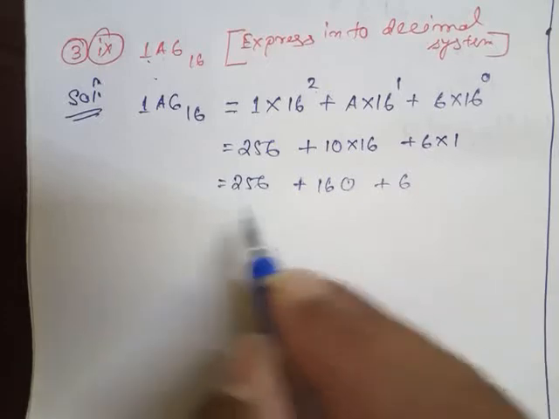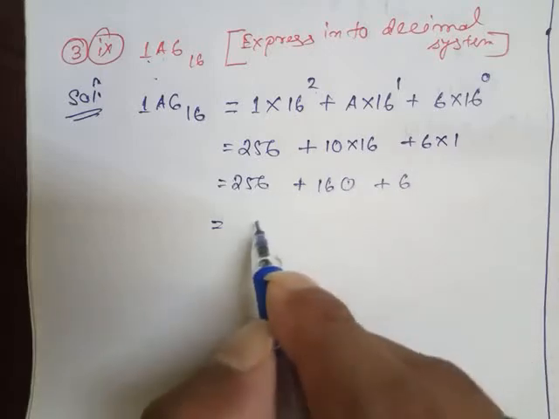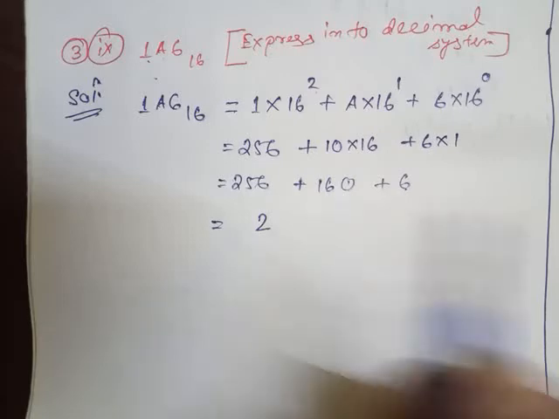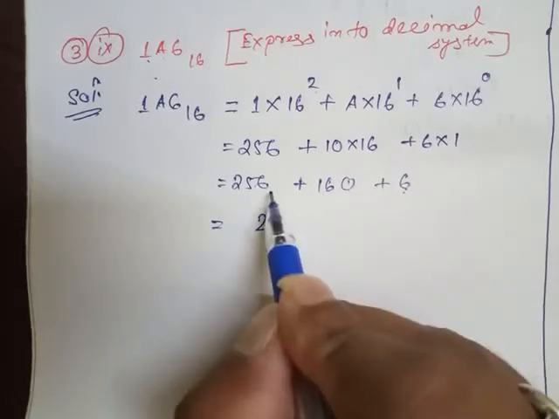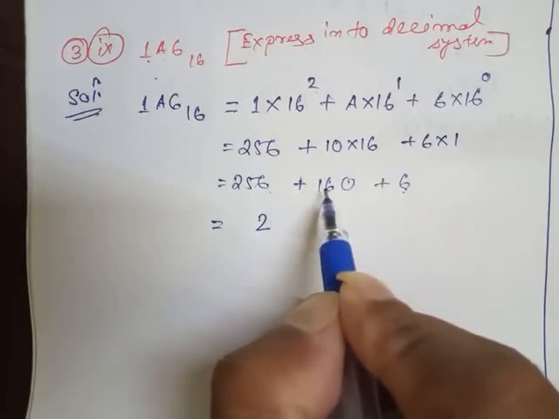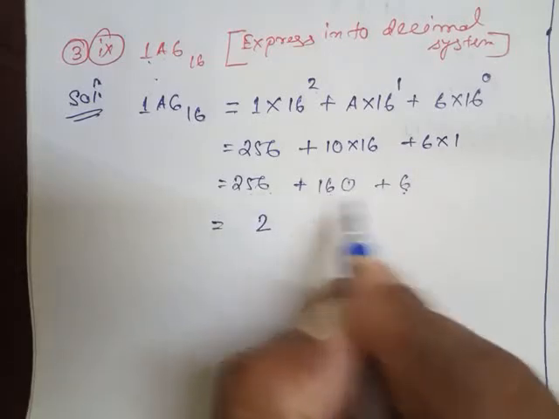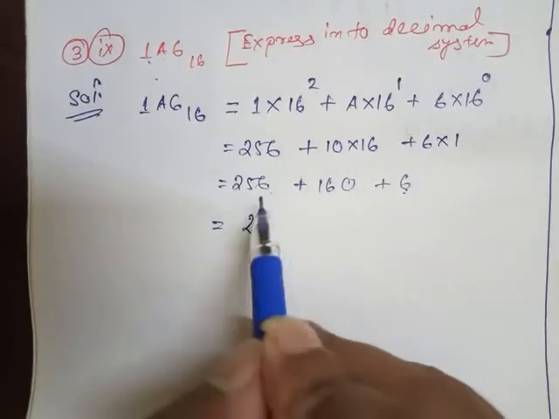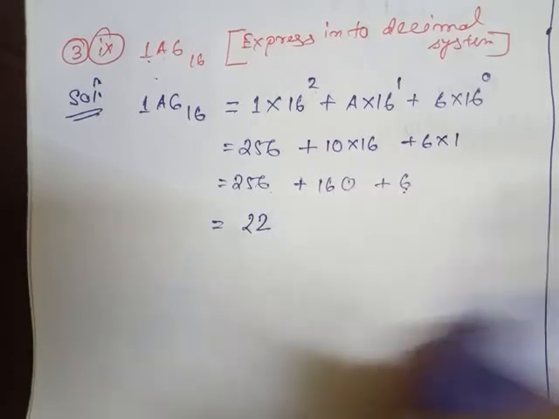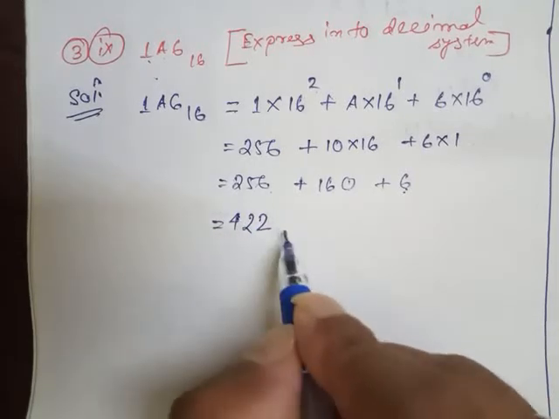Now if you go for the addition with this one, look here: 6 plus 6, 12, carry 1. Then 5 plus 6, 11, plus 1, 12, so 2, carry 1. Then 2 plus 1, 3, plus 1, 4. So 4, 2, 2, base 10.